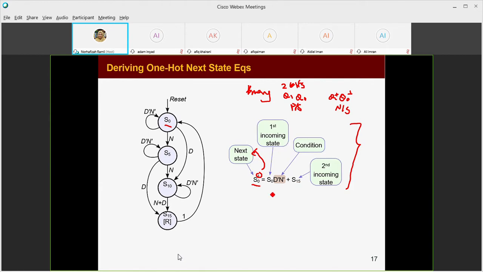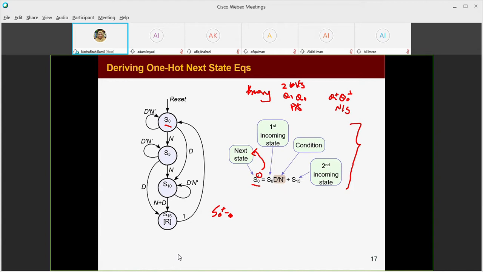And then the first incoming state, for example S0, and this is the input condition, right? And the second incoming state. So although I have the solution, let's try to do it here. So for example, what is S0 plus?